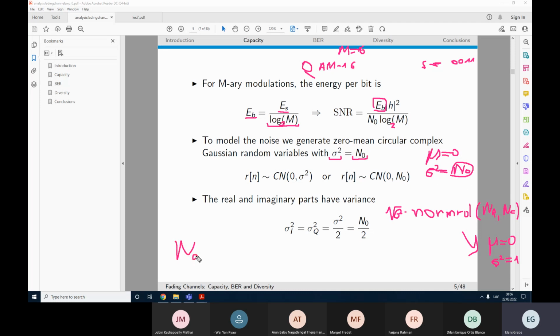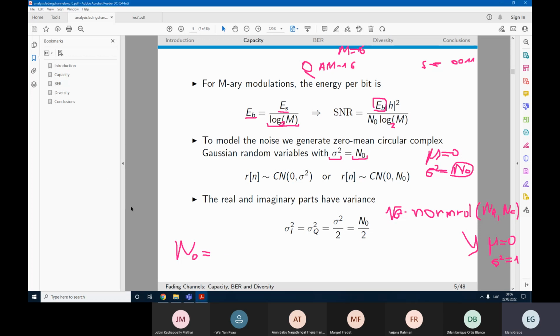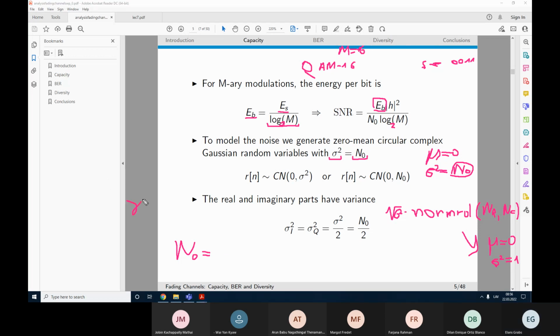So basically n0 is calculated from gamma. Wait a minute, let's write here. Gamma is actually energy of bit divided by n0. So that means that n0 is energy of bit divided by gamma, where gamma is specified in SNR. For example, we say SNR is 10 decibels, so that means gamma is also 10.